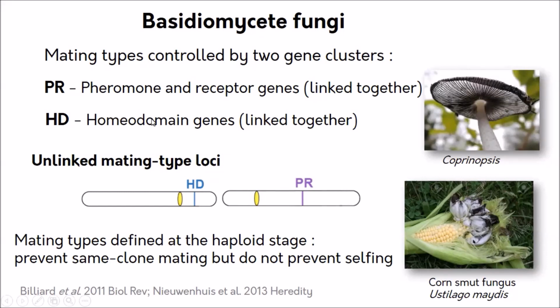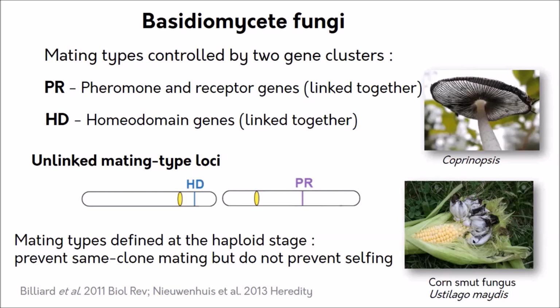And the HD locus, with homeodomain genes, two homeodomain genes linked together, controls the post-mating growth of the hyphae. So for making a viable hyphae, you have to have gamete fusion between gametes that bear different alleles at the two loci. So you have to carry different alleles at the PR locus and different alleles at the HD locus.